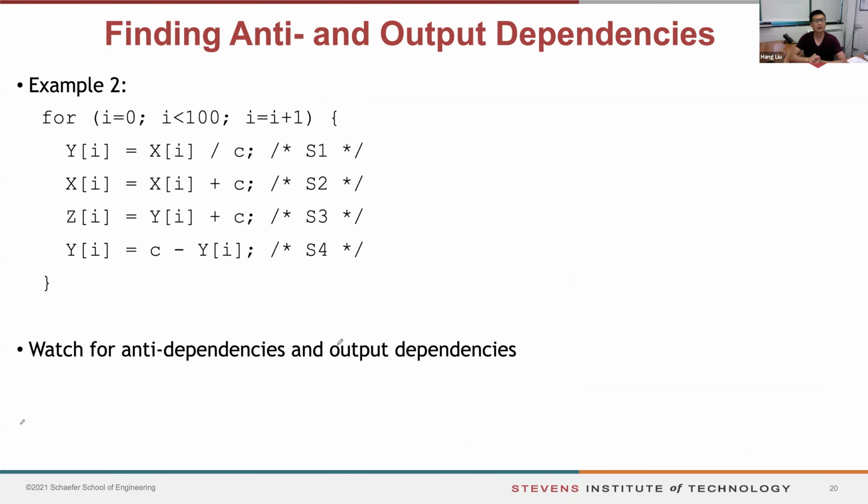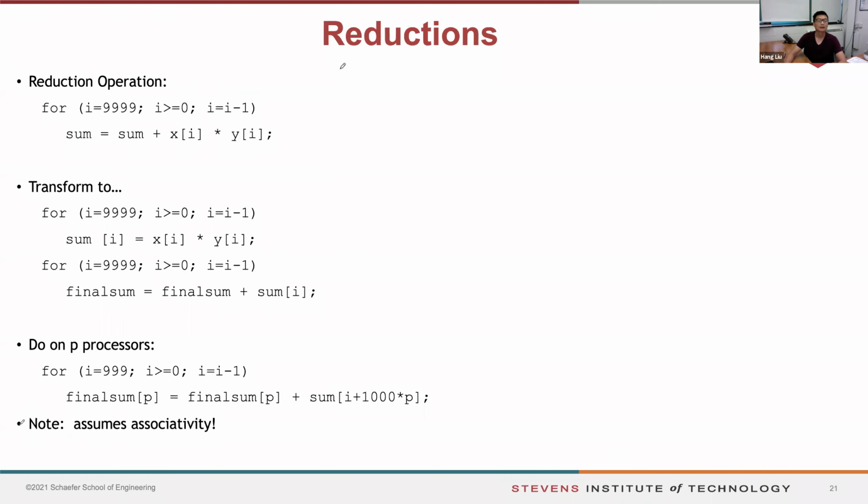Find anti-dependency and output dependency. See here, S2 has an anti-dependency, which is write after read. For write after write, this one. Right, so it's output dependency and anti-dependency.